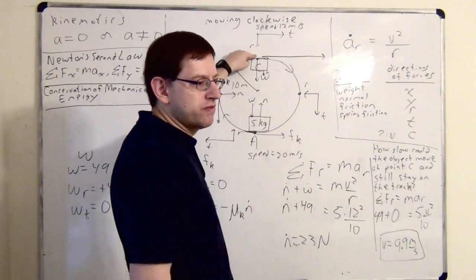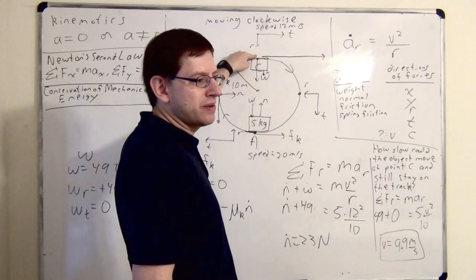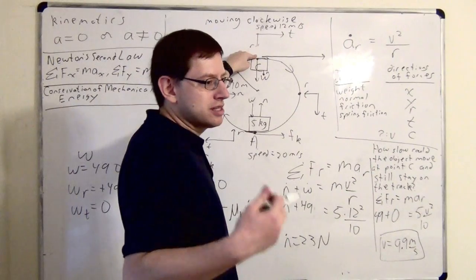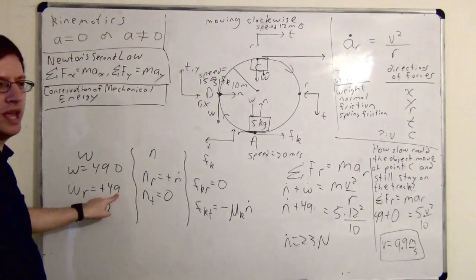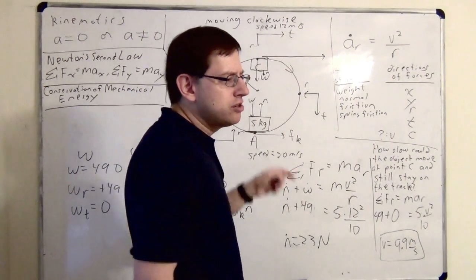Then there would be more of a normal force. Let's say we upped the speed to 20 meters per second. What would happen? Normal force would have to increase, because the weight can't change. The weight can't respond, it's always mg. It's the normal force that's going to respond, and you know this from common sense.